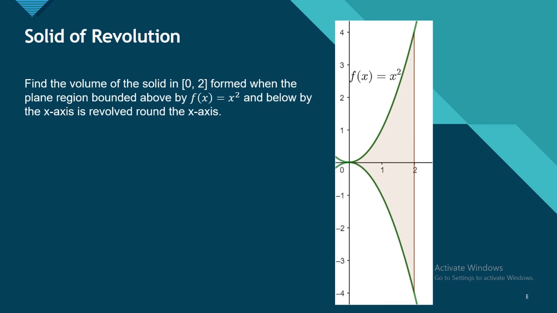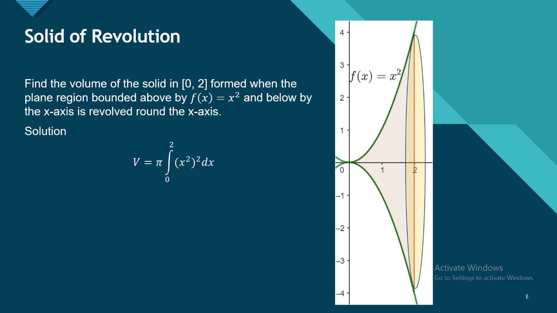How about this? Find the volume of the solid in the closed interval 0 to 2 formed when the plane region bounded above by f of x equals x squared and below by the x-axis is revolved around the x-axis. So you will form a solid that looks this way. It's like the horn of a trumpet. Let us set up the integral. So the volume is equal to pi times the integral of your function squared. So it's going to be x squared squared dx from 0 to 2.